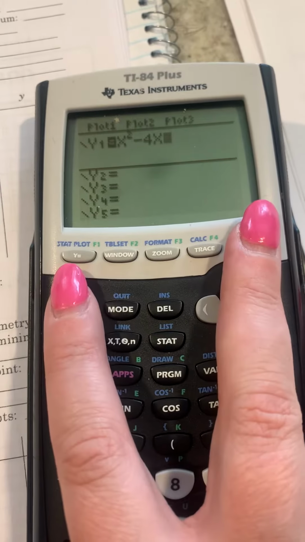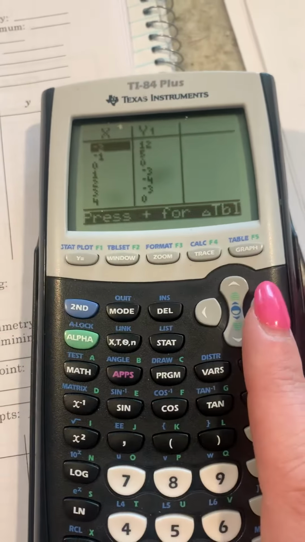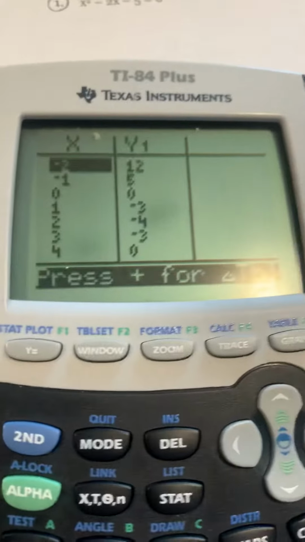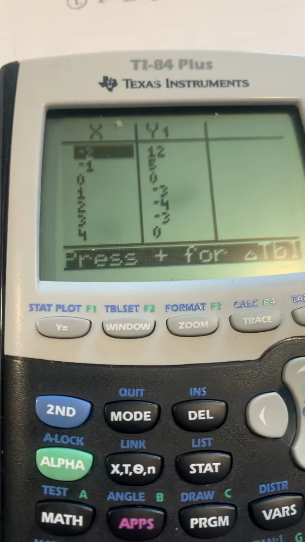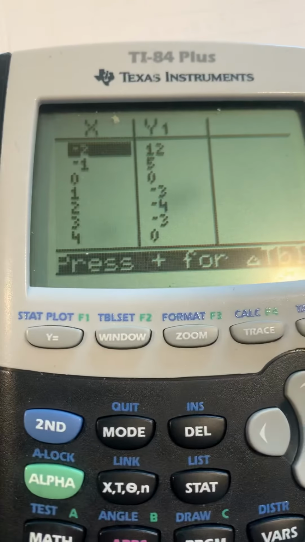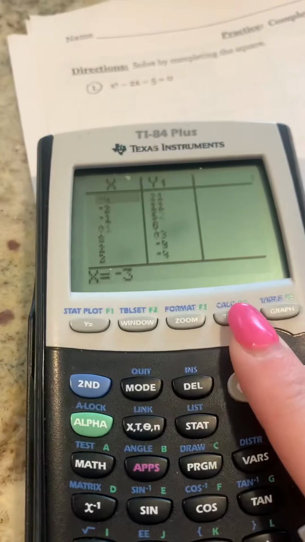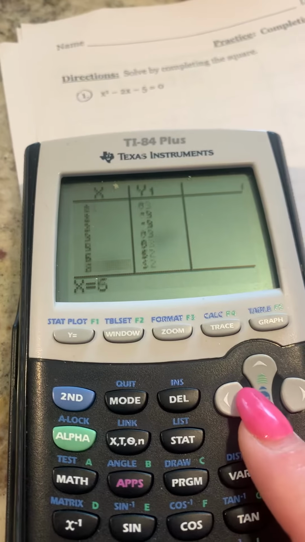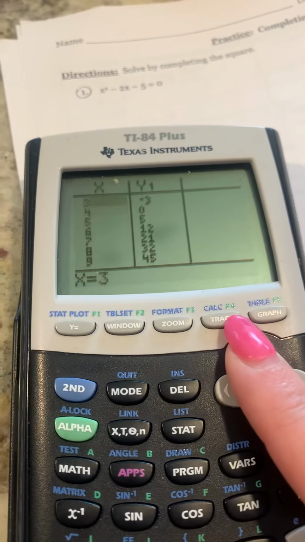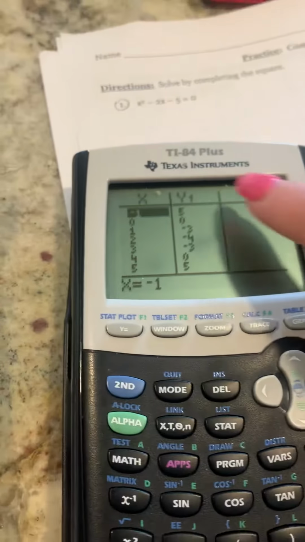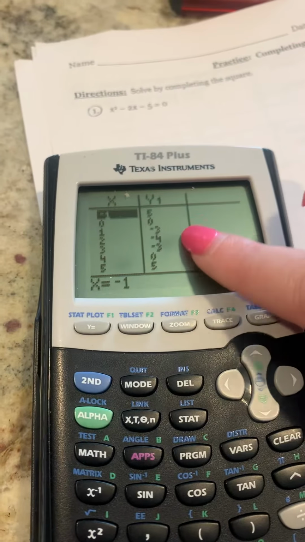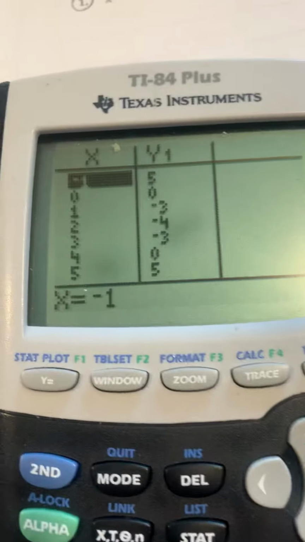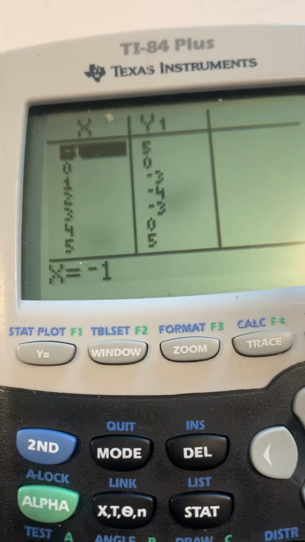Okay, I'm going to hit second graph. All right, so what I have to do is figure out what my middle value is. That's my vertex value or axis of symmetry value. I can scroll up. I don't see my mirror image here. I can scroll down. I think I scrolled down too much. If I go right in the middle, I can see the 5 matches the 5, the 0 matches the 0, the -3 matches the -3, and the -4 is there. That's going to be my table that I copy down.